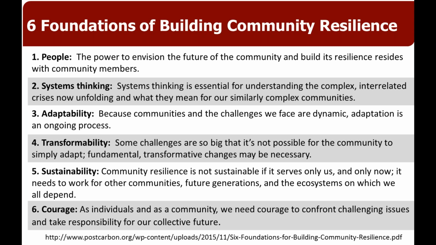And like the foundation of transformability, this idea of courage I thought was really interesting. We've talked about culture, both culture of organizations, culture of people, as well as culture of communities. And here they're talking about, as individuals and as a community, we need to have courage to confront challenging issues and take responsibility for our collective future. It's really interesting when you look at community resilience and you look at this idea of culture and community as well as courage, that some people just don't want to deal with it. And if your leadership and your government structure doesn't want to deal with community resilience, it is going to impact the overall resilience of your community.